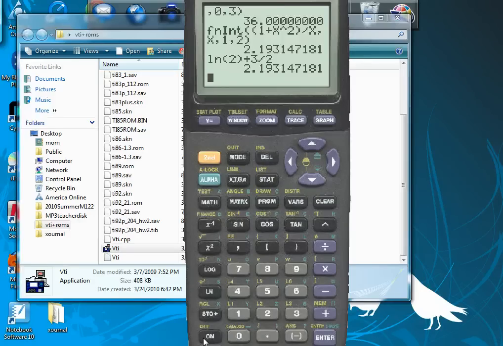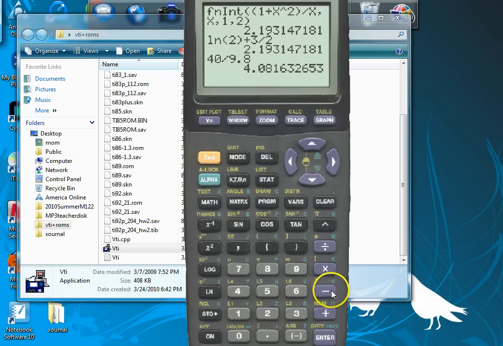So, anyhow, what am I doing? I want to know that time. What was it? 40 over 9.8. So what time is that? It's 4.08 something. Okay, I'm going to store that as, I don't know, alpha A.